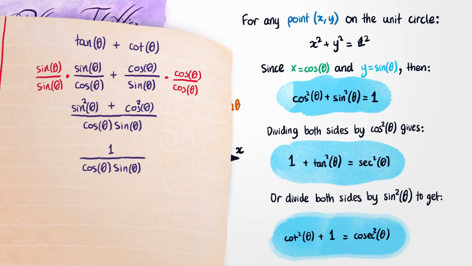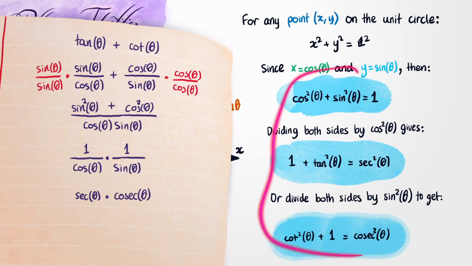Now we can actually go ahead and break this up into a multiplication of 2 factors as well. Now this term on the left is the same thing as the sec of theta, and this term on the right is the same thing as the cosec of theta, so we can make those replacements as well. And now that we've finished this, we can see that the tan of theta plus the cotan of theta is equal to the sec of theta times the cosec of theta.